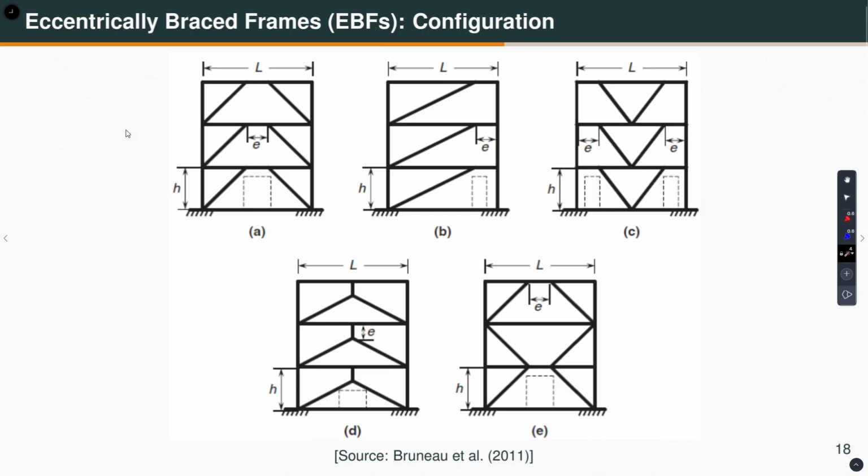So, these are different configurations of eccentrically braced frame. Here the link is at the center, here the link is between an exterior column and the brace. Here it is at the two ends, here it is this one. Depending on different architectural requirements, you can have the EBF link placed in a particular manner.